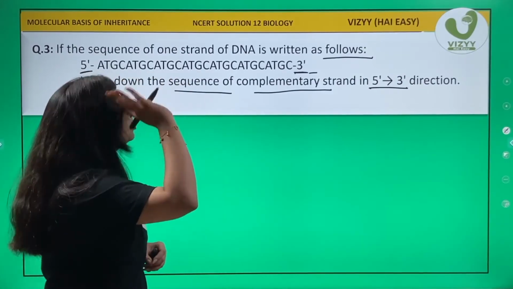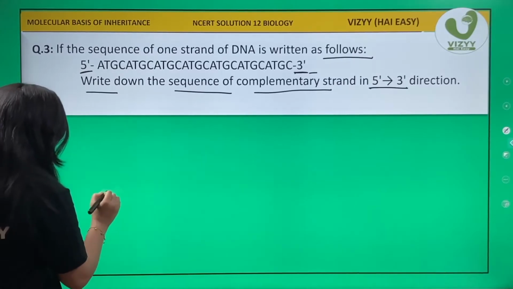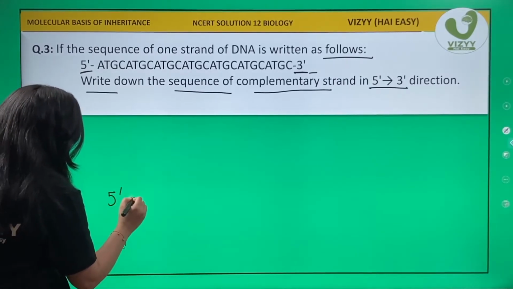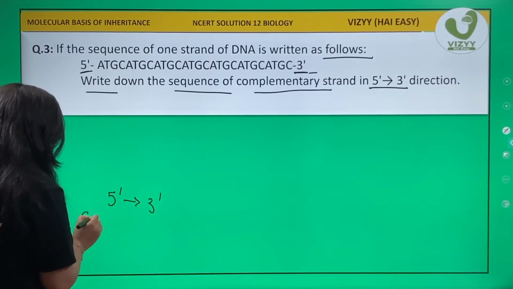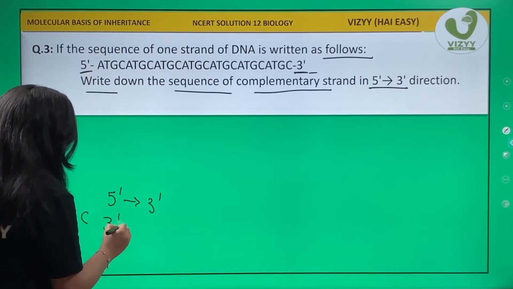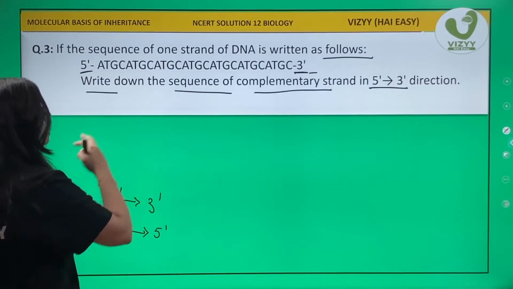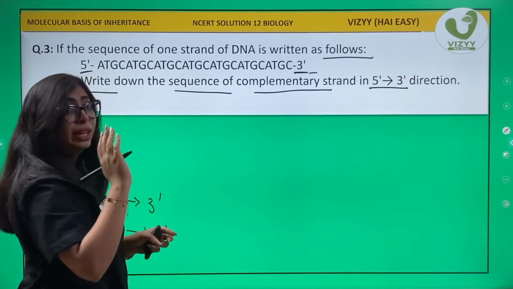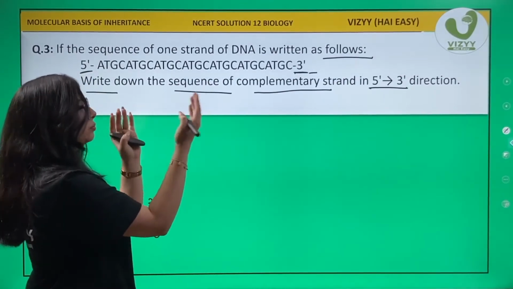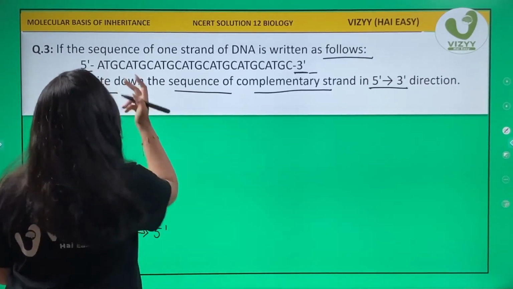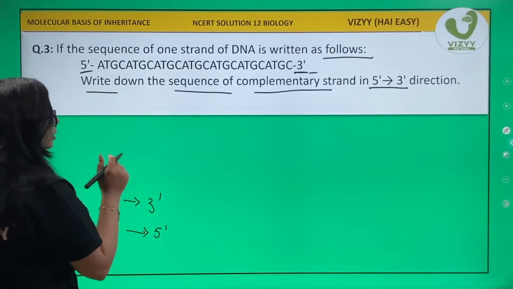Okay, so the trick over here is, when the sequence is from 5 prime to 3 prime, therefore the complementary strand would be from 3 prime to 5 prime. So whatever sequence we get over here, we are just supposed to mirror or invert it. Okay, so let's start writing. So first copy down the sequence itself.